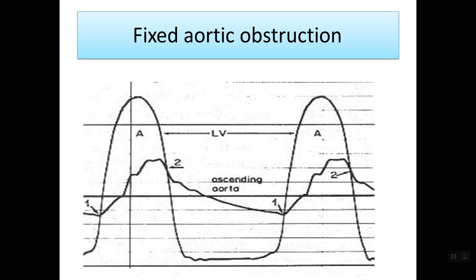Again, this is the same as the previous one, but this was done with simultaneous pressures. That means two transducers were used to get you this simultaneous pressure. One transducer had the catheter in the left ventricle, and the other had the catheter in the aorta. So this is not a pullback, this is simultaneous pressure. Compare it to the first one.